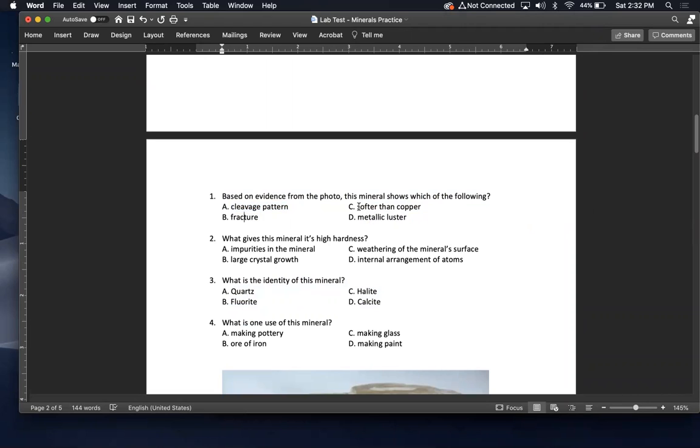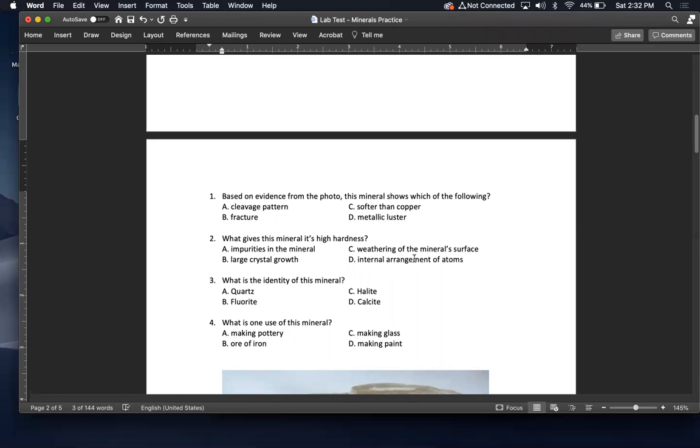Softer than copper? Well, copper has a hardness of 3.0, and we said that this was harder than glass. So that's a minimum of 5.5. So it is not softer than copper. It's actually much harder than copper. And we also said definitely not a metallic luster. So when you get the lab tests practical, you'll probably get a couple of questions like that one.